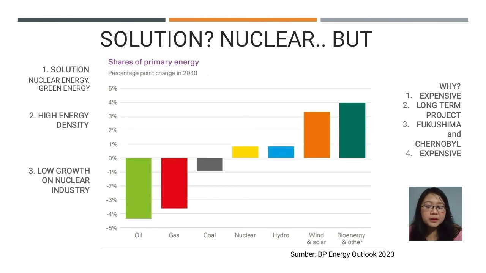But on the contrary, we notice that in 2020 nuclear industry growth is far less than bioenergy, wind power, and solar, because as Energy Outlook 2020 says, building a nuclear power plant is quite expensive and it's a long-term project, and it is not quite appealing for investors to invest. And also people think about Chernobyl and Fukushima when we talk about nuclear.